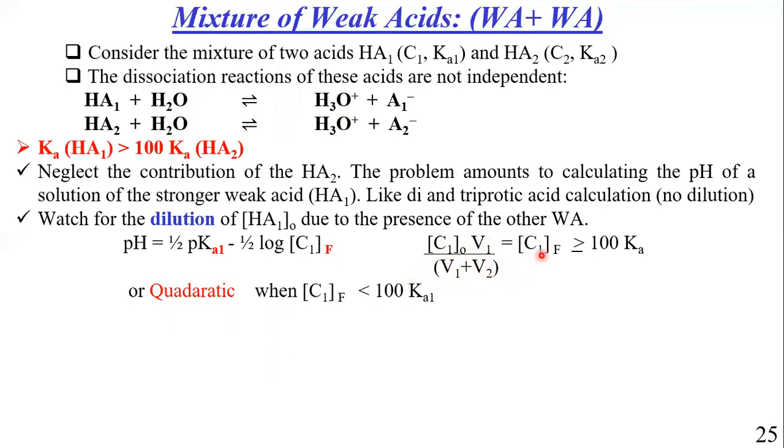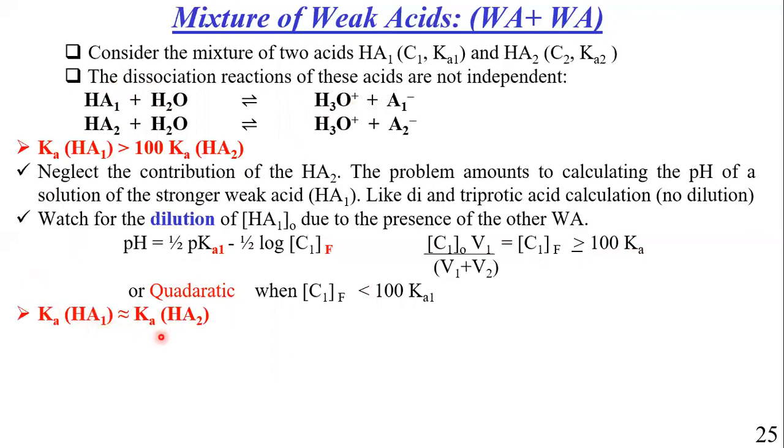Then ask yourself, is this diluted concentration greater than 100 Ka? And this we call the Ka1. And if it is, then indeed you could use pH equals half pKa1 minus half log C, the final, in other words, diluted concentration. Of course, if that concentration is less than 100 Ka, you have to go back and do a quadratic. And the quadratic comes simply from the Ka of the first acid there. We still don't consider the second acid.